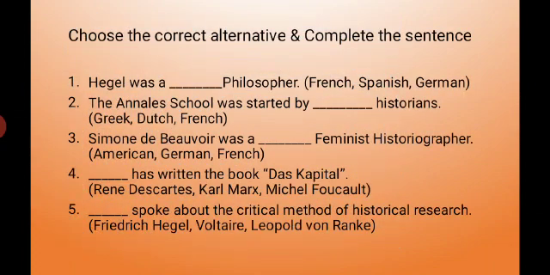Now fill in the blanks. Hegel was a dash philosopher. Correct answer? German. Second, the Annales School was started by dash historians. Yes, French. Then Simone de Beauvoir was a dash feminist historiographer.